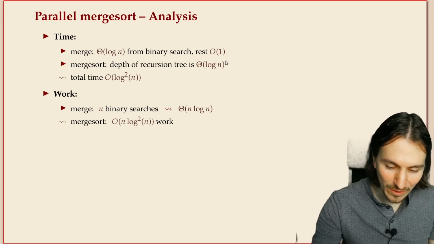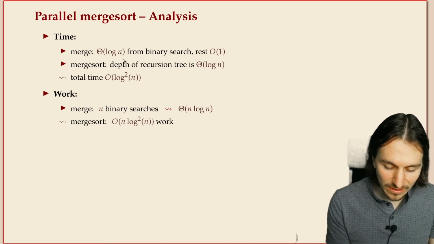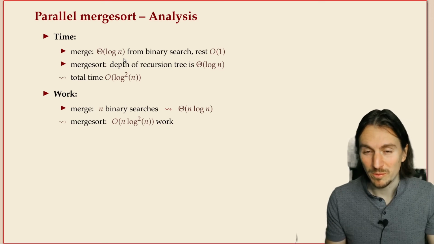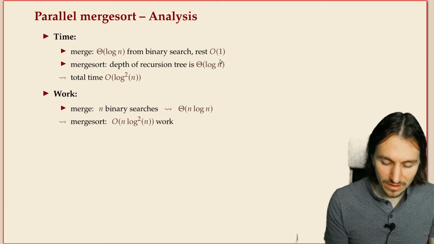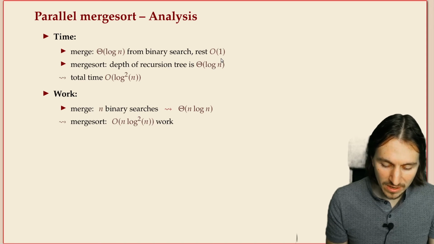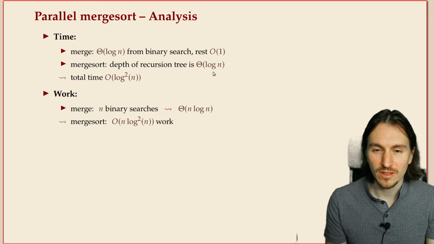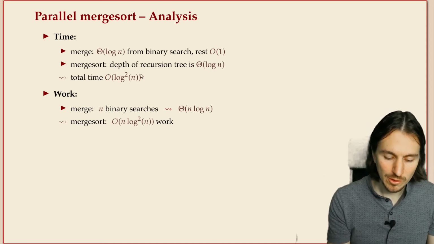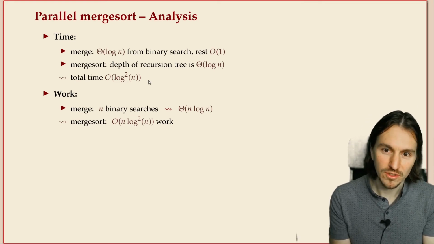So no detailed code for Mergesort, but what you get in parallel time is log n from all the binary searches, but you do them all in parallel. So for each element, you do a binary search in the other run. Everything else is just constant time in parallel time. And the depth of the recursion tree in Mergesort, again, is logarithmic. And this time, it's even worst case, because we always cut things exactly in half. So we get the same total time as for Quicksort, except that, again, here it's worst case, not only expected.